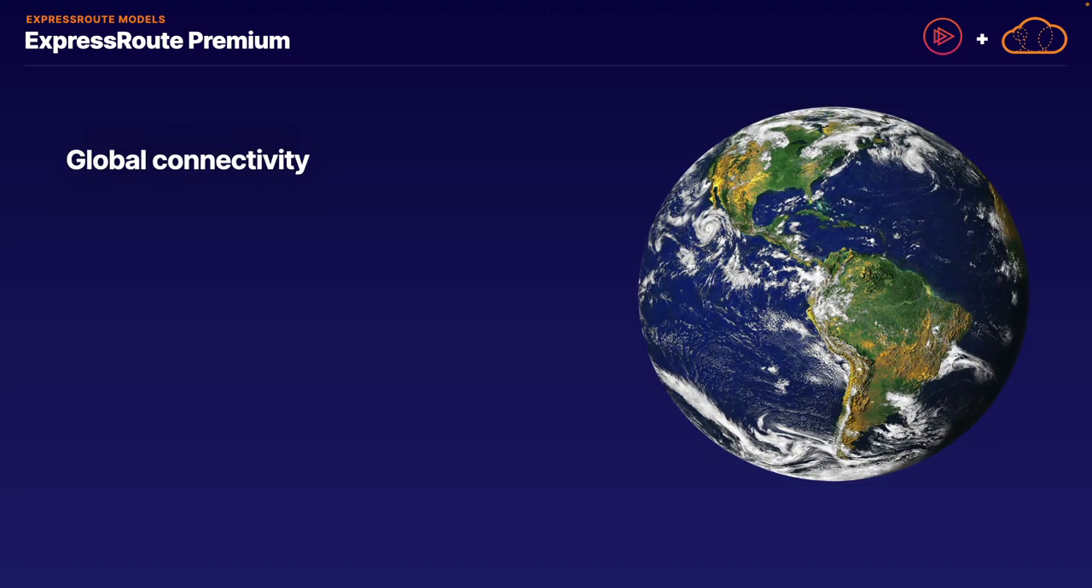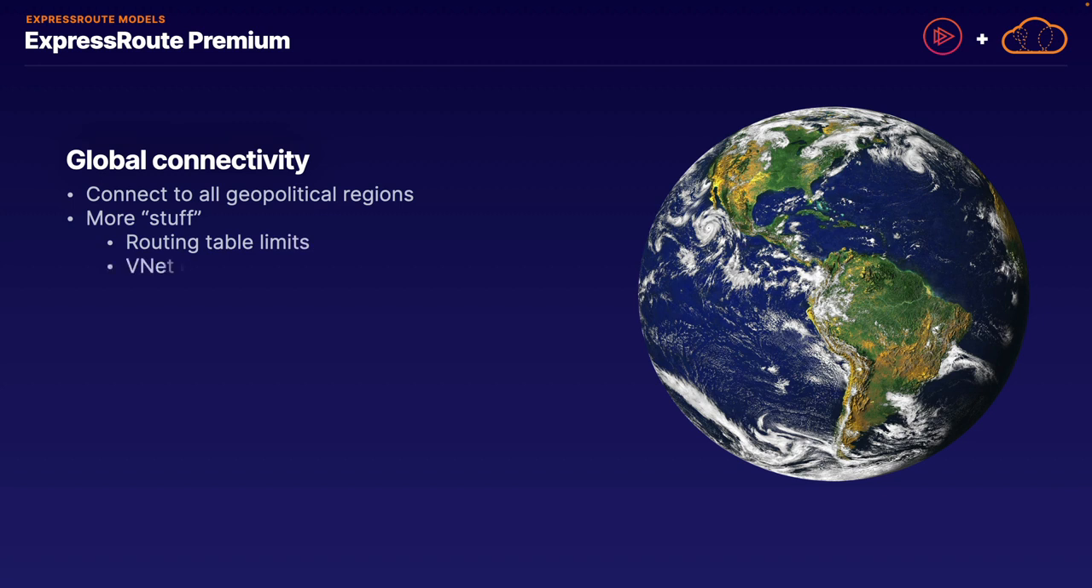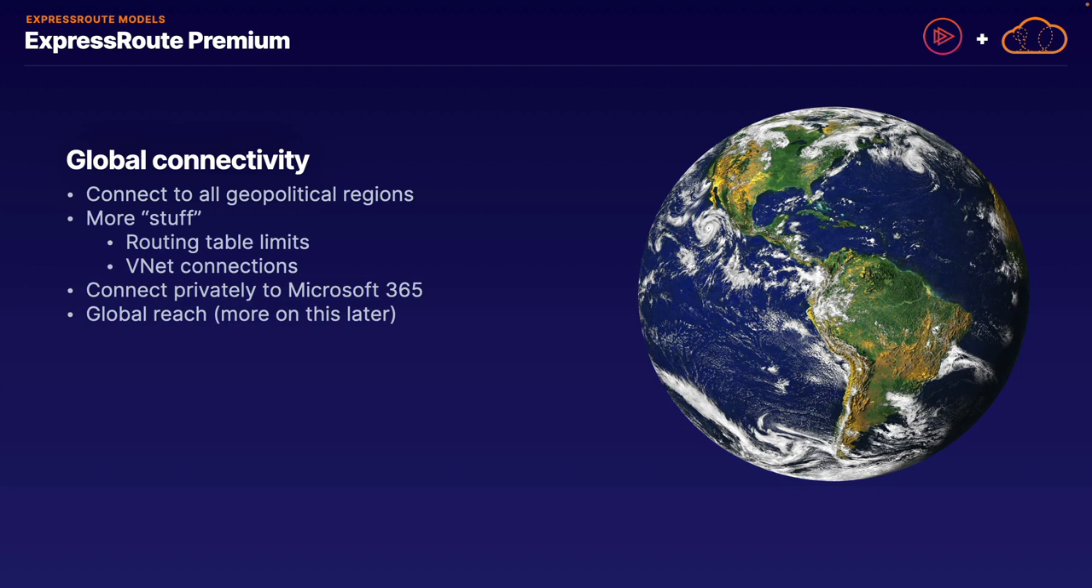The main perk or difference when working with ExpressRoute Premium is that it gives us global connectivity. In other words, a single ExpressRoute Premium circuit can directly connect to all geopolitical regions all around the world. Also, in addition to global connectivity, with ExpressRoute Premium, we are essentially getting more stuff, such as more routing table limits, more VNet connections, just more stuff that we can connect to in general. ExpressRoute Premium also allows us to connect privately to Microsoft 365 services, and it also comes with another feature called Global Reach, which we are going to talk about in more detail a little bit later on in this section.